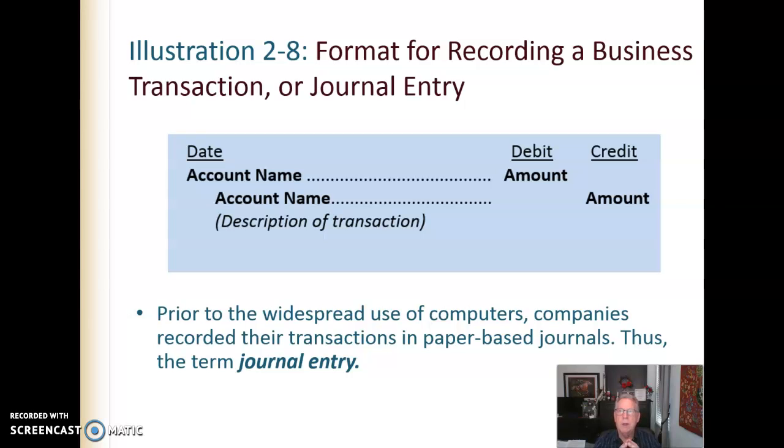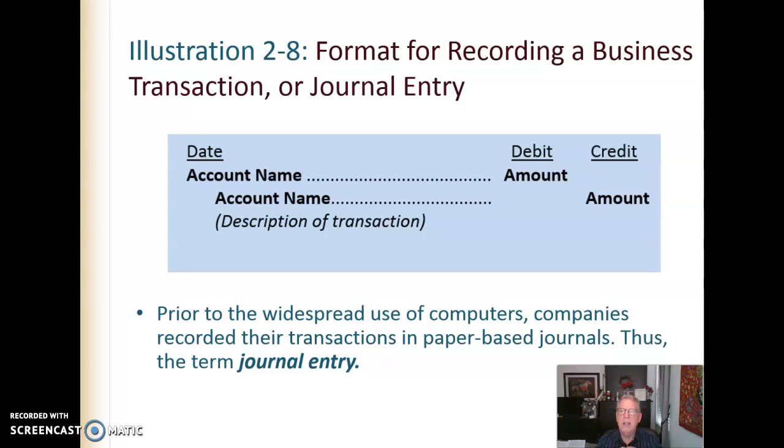All right. So here's our fundamental format for recording a journal entry. We'll have the debit first, and Connect will mark you wrong if you don't put the debit first. So get in the habit of doing the debit first.